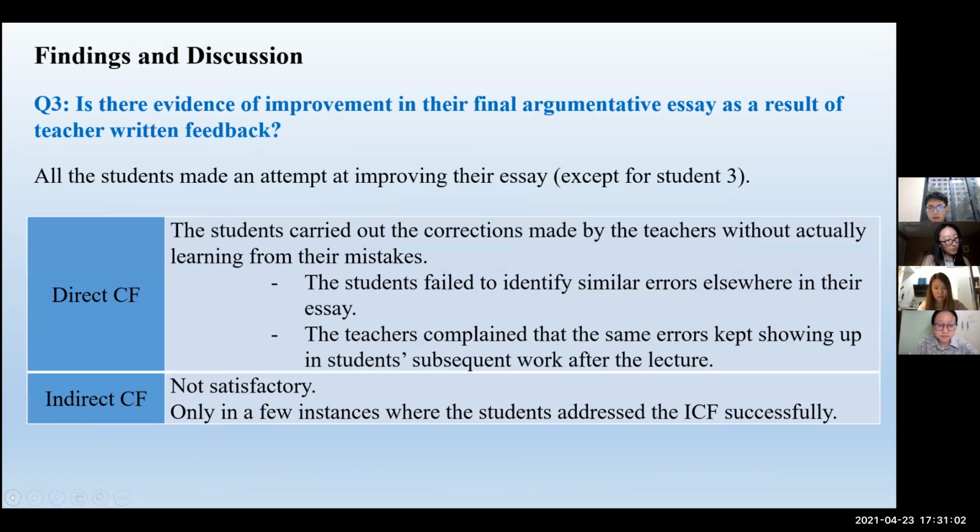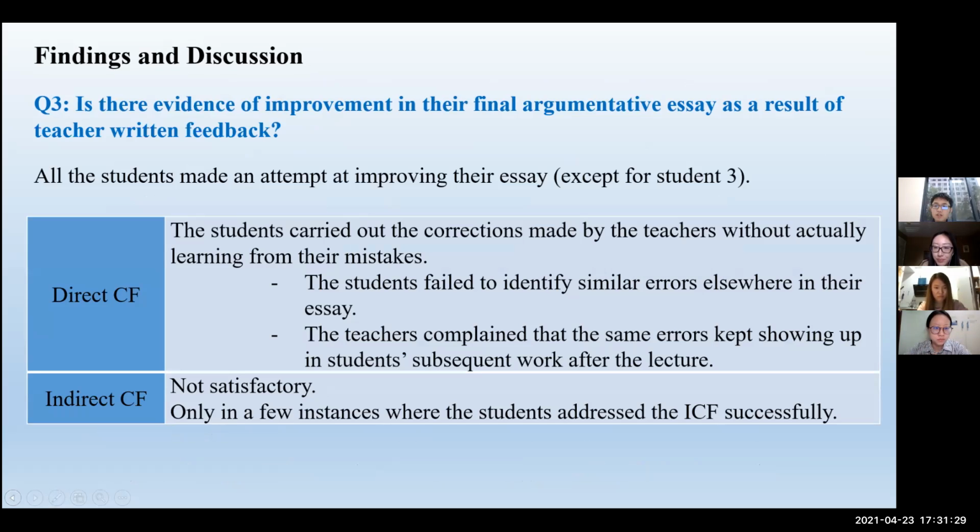All the students made an attempt at improving their essays. The students made the correction of most grammatical errors in direct feedback, but without actually learning from their mistakes. They only corrected the errors the teachers had pointed out. They failed to identify similar errors elsewhere in their essay and repeated the same errors in their revised work.